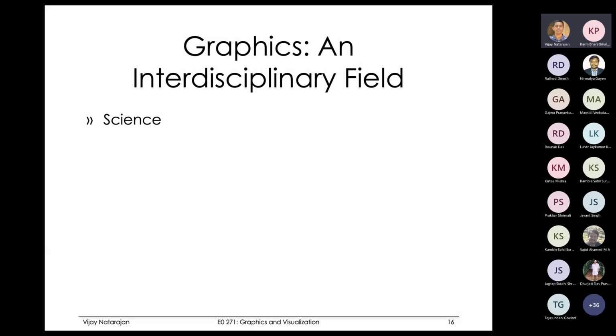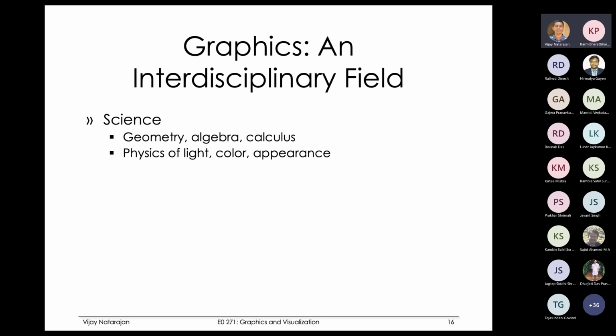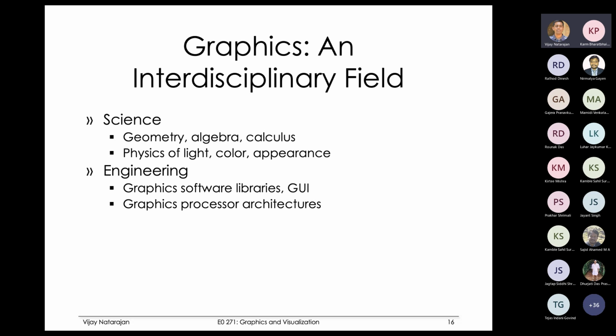We borrow ideas from science, mathematics for sure, specifically geometry, algebra, calculus. But we will use ideas from physics, essentially the study of light, color, appearance, material properties, and so on. We will naturally use ideas from engineering, particularly computer engineering, software engineering, the study of software libraries, GUIs. All the rendering is on modern graphics architectures, so this also plays an important role in computer graphics.